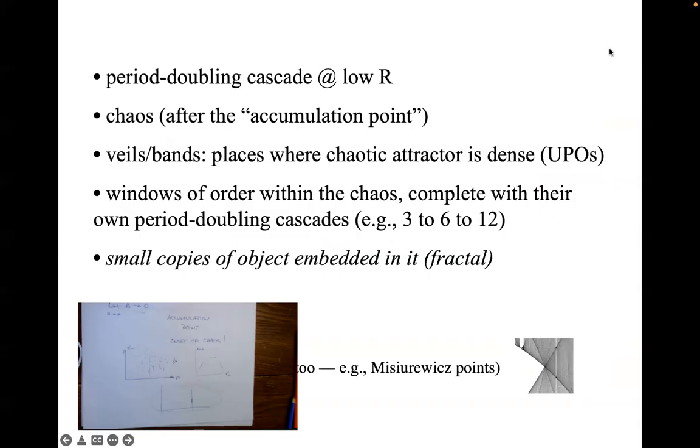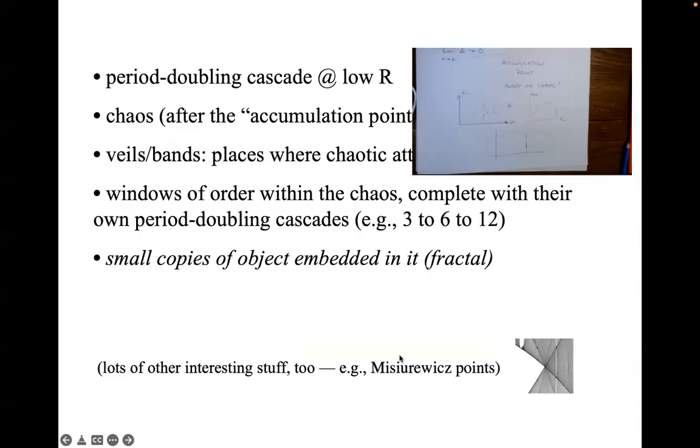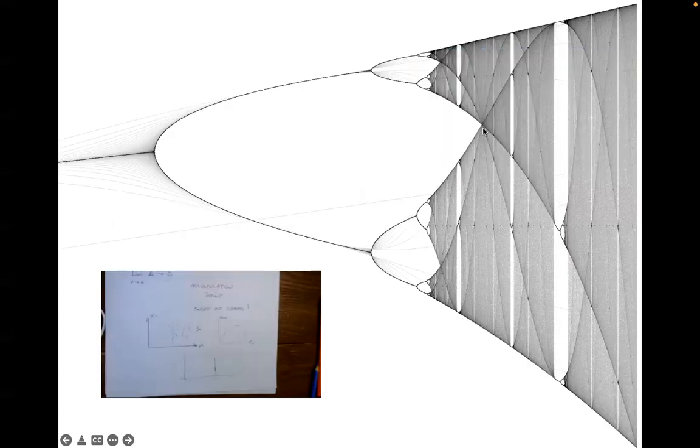And then there are all sorts of other interesting things going on that we're not going to get too much into, like this point right here. I keep having to move my Zoom window. This point right here, the special things that happen there, it's called the Misiurewicz points, and mathematically it's quite interesting, but we're not going to mess with it too much in this class.